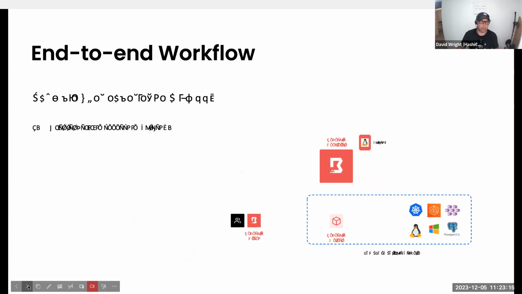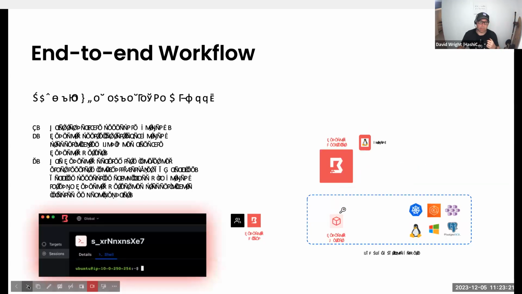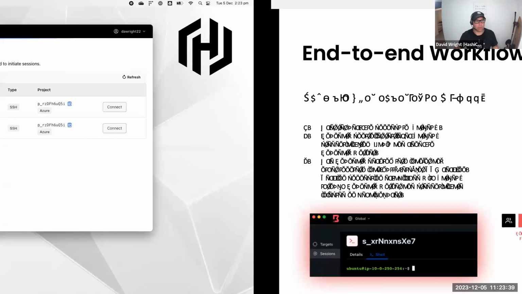Boundary then will say, well, I am retrieving the credentials from Vault, passing that to the worker session, and when the user goes to connect, they then initiate through that worker and can connect through that as a proxy component into that end space. And so that gives a deep dive and a technical view of what we're looking at. In reality, we can take a look at what that looks like.